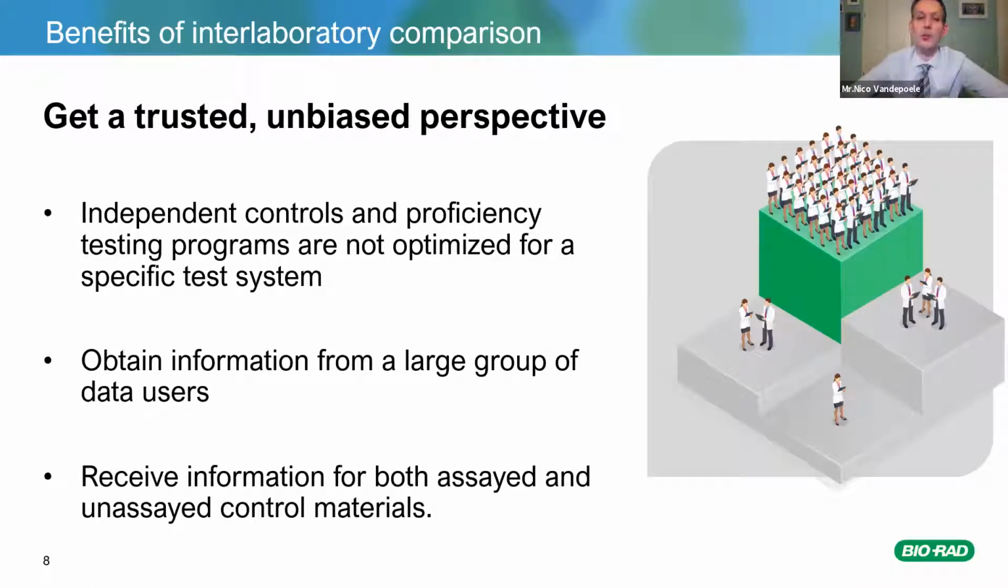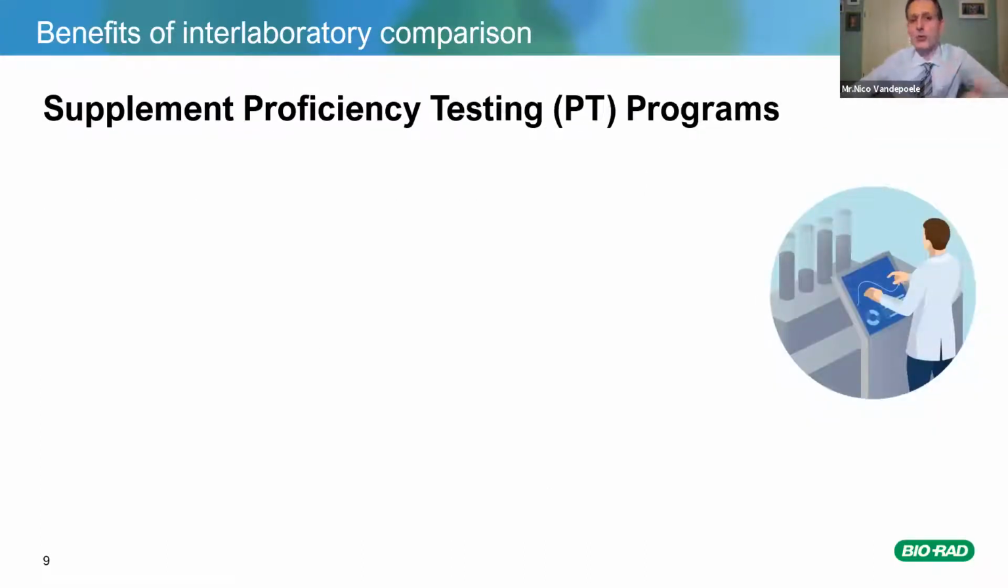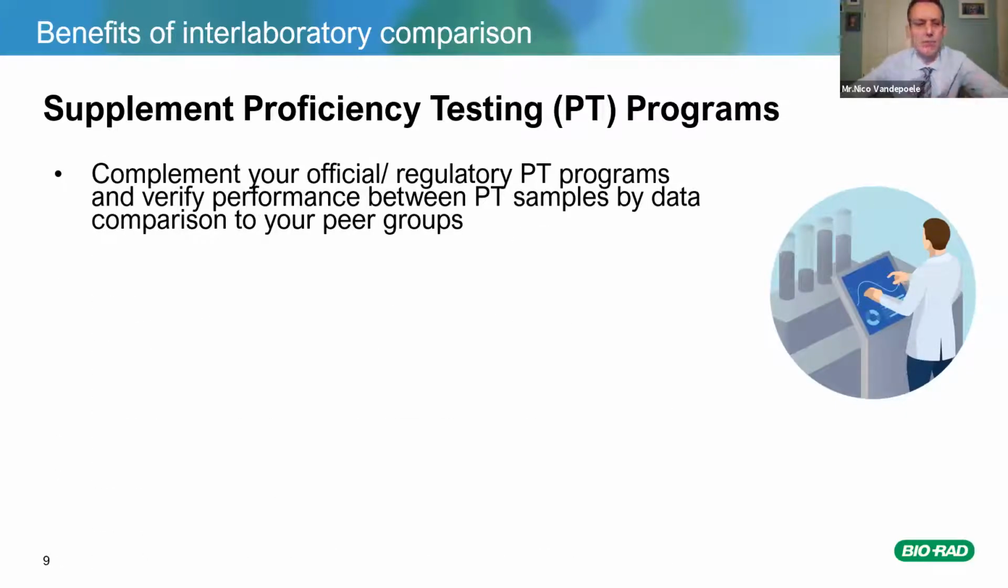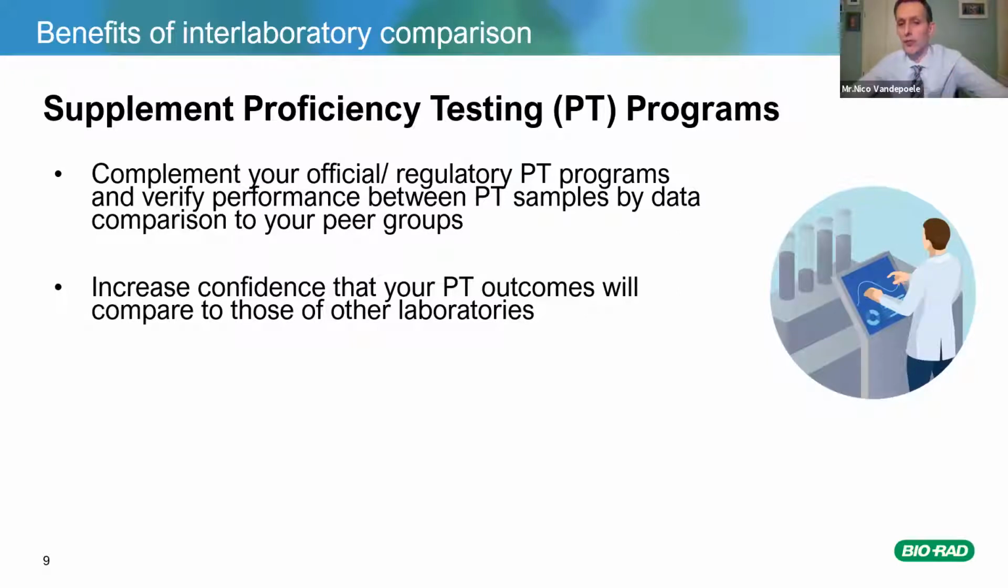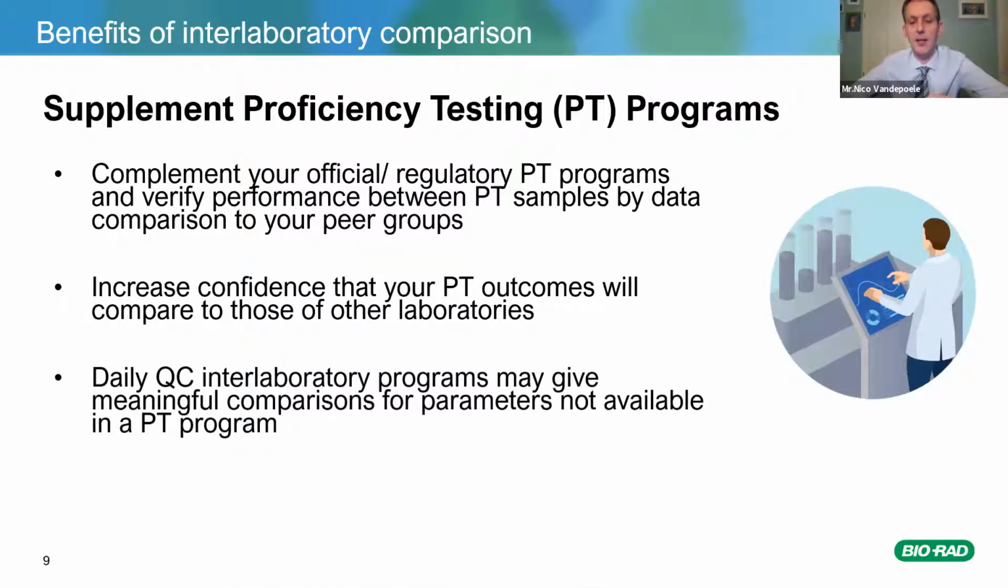And of course, it also helps you if you work with a daily QC program. It gives you information both on assayed and unassayed control materials. So even when you don't have insert value ranges to guide you when you start with controls, your peer groups are very valuable evaluation programs. And then also the official proficiency test programs can be supplemented. I already talked about that a little bit. So complement your official programs by doing an educational additional program and compare to peer groups, or also participate with your daily QC in a peer group. That increases your confidence that your regulatory proficiency test will compare well if you're already doing well in your daily QC comparison and in your commercial proficiency testing, for example.